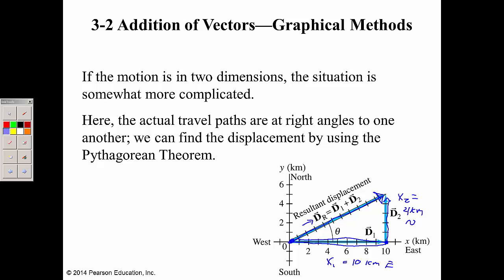Now, for the distance that you traveled, we can use the Pythagorean theorem. We can say that the magnitude of the distance traveled squared is equal to the magnitude of distance 1 squared plus the magnitude of distance 2 squared.